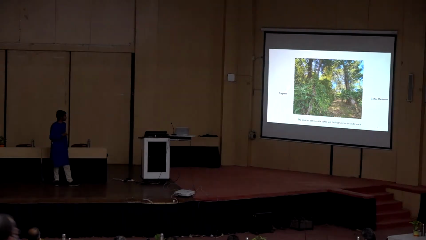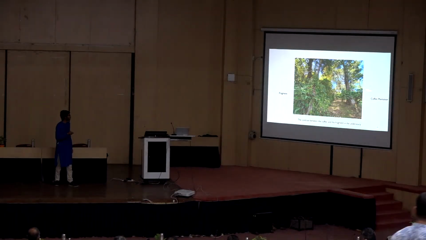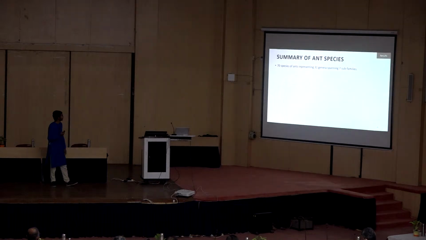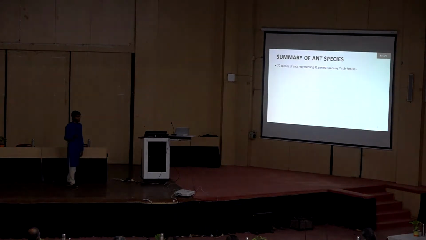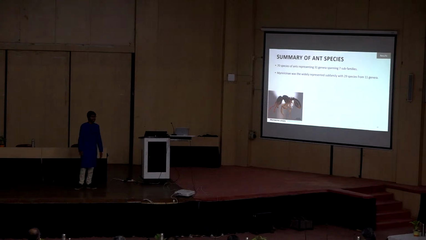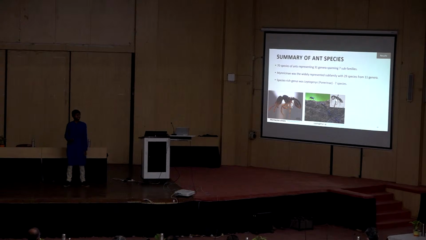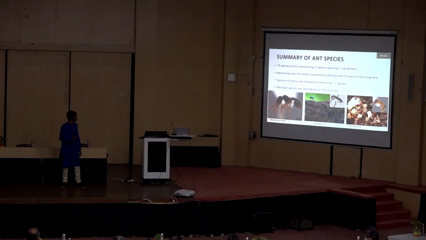This is just a contrast between a fragment and the coffee. Here you can see clearly the lowest layer in the coffee plantation is entirely replaced with just a single layer of coffee. I got around 70 species of ants from 31 genera, and subfamily Myrmicinae was the most represented subfamily with 29 species, and Leptogenys was the most speciose genus, and Nylanderia species 1 was the most abundant species collected.